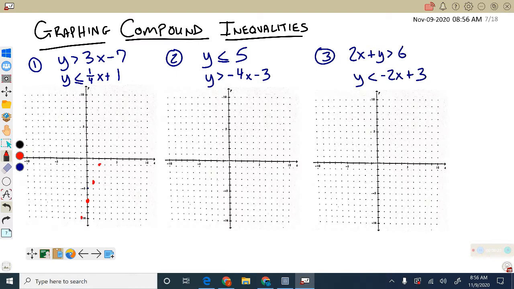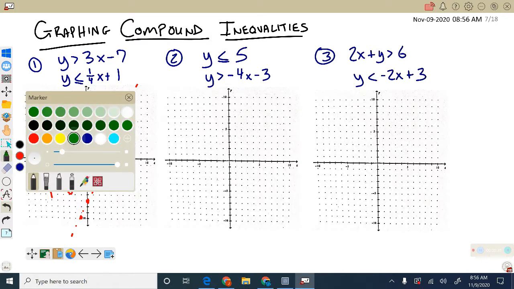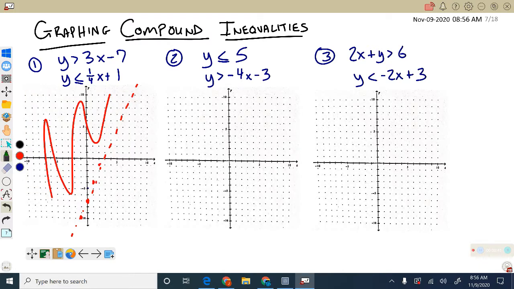to the right 1. We are doing a dotted line like we saw in the last lesson because there's no equal to sign. And when we shade this, I'm going to shade very, very lightly, but I'm going to shade up above that inequality, that dashed line. And now I can go and graph the other one.